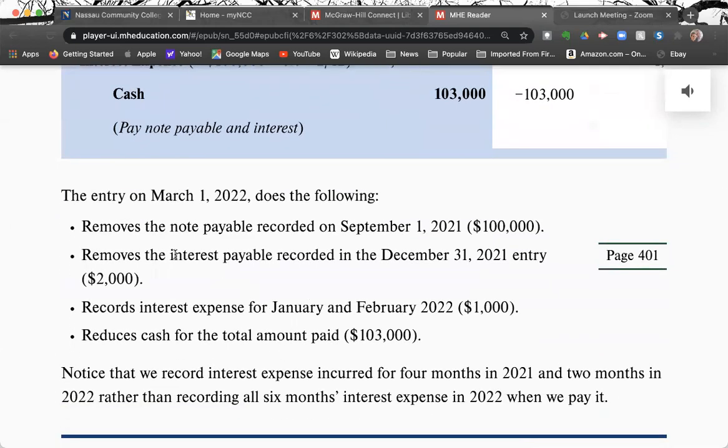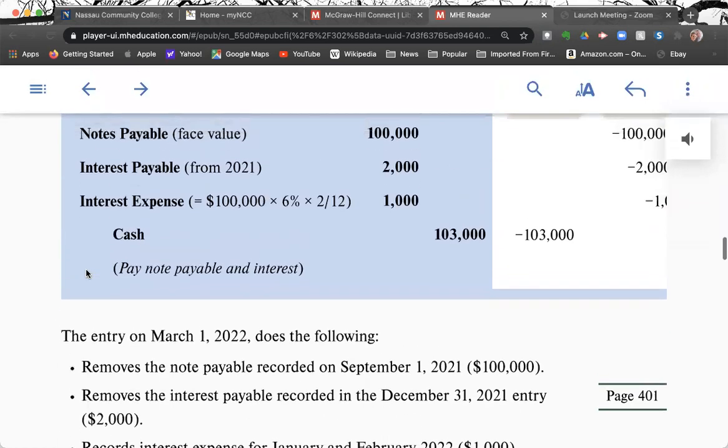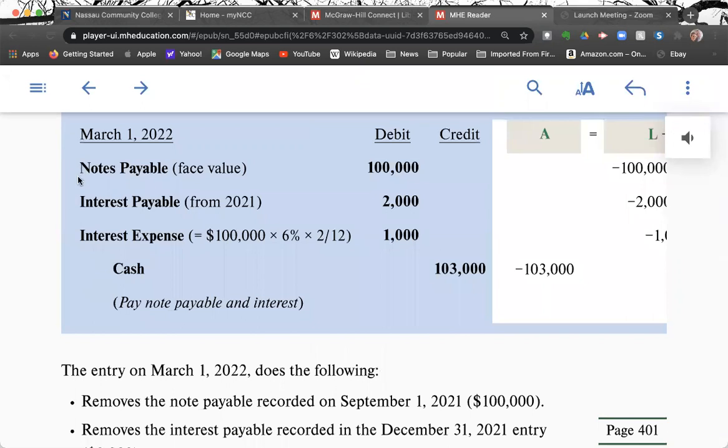And I like this little explanation they give you here. What does the entry on March 1st do? Removes the note payable recorded September 1. Removes the interest payable recorded December 31. Records the interest expense for January and February 2022. Reduces cash for the total amount paid, 103. All right, so this is a nice breakdown of what this entry actually accomplishes.